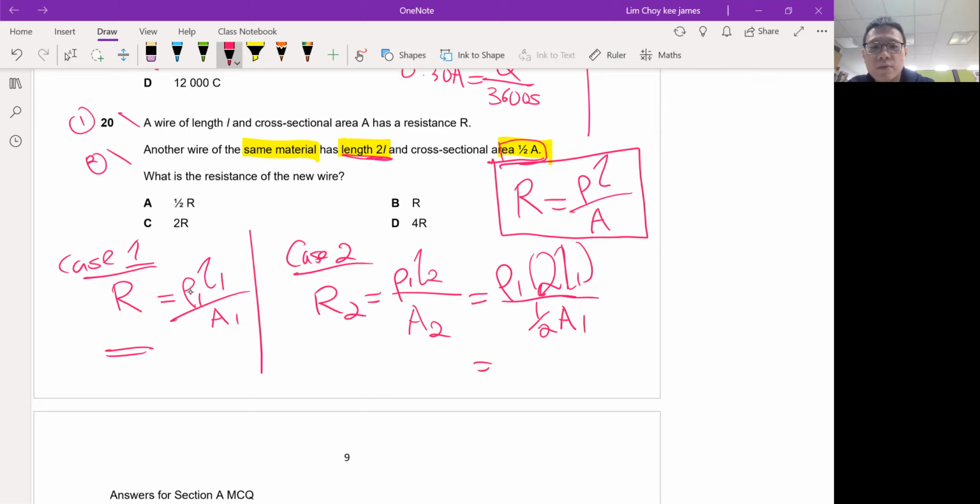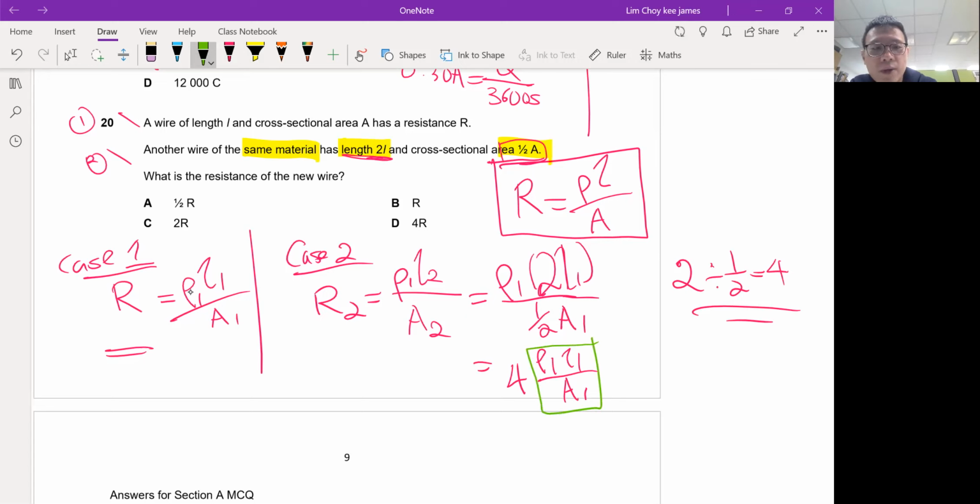If you do a bit of manipulation with the math, you will find that rho 1, L1, and A1 will have a 4 at the numerator. Why? Because 2 divided by half is 4. When you do this manipulation, you find that the factor rho 1 L1 over A1 is actually R, so I can rewrite this as 4R. So R2 is 4 times R, and that's why my answer is D.